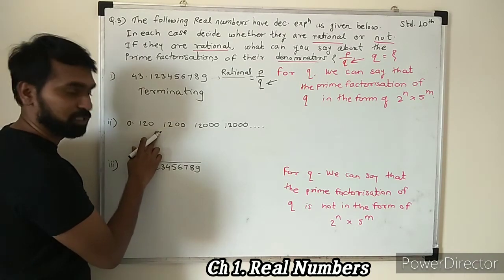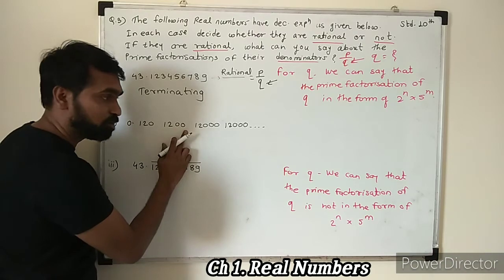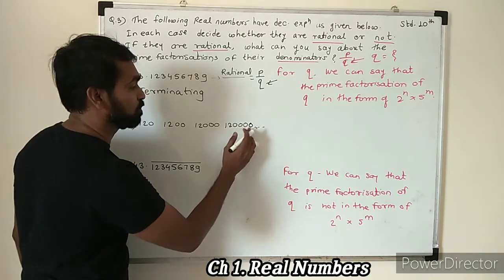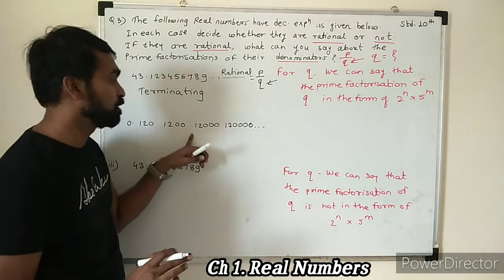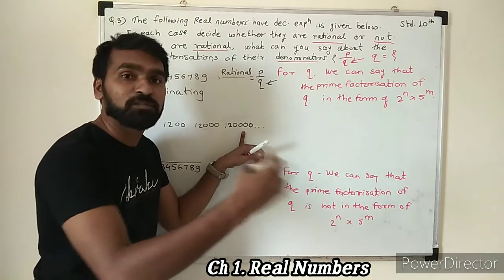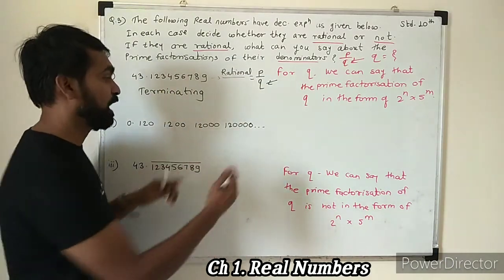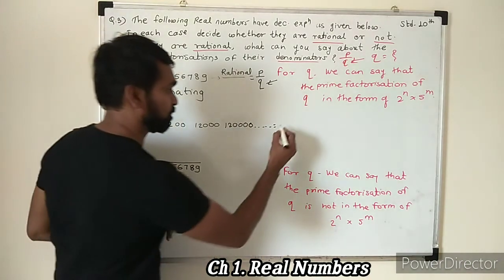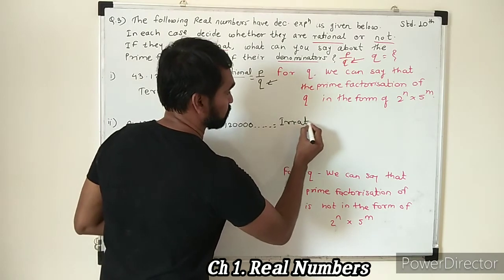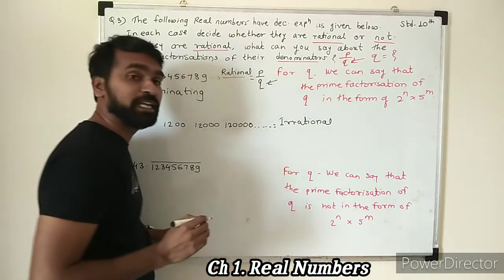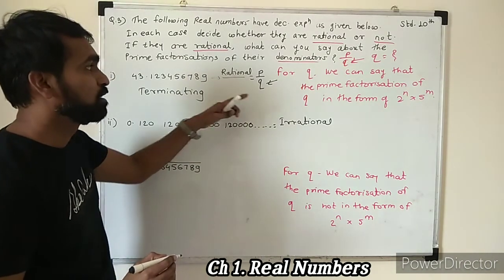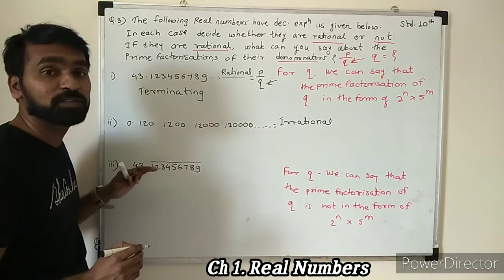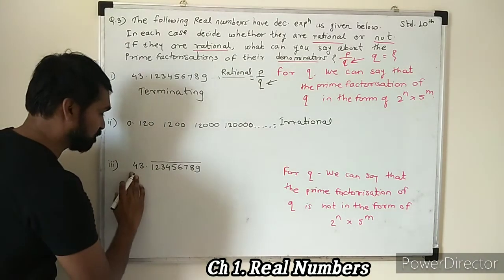0.120 1200 12000. Okay, here see that here 10, then 20, then 30, then 40. That is what, 10 added each time, and here the dashes mean this number is what? Irrational number. Okay, irrational. So don't say anything about Q. Okay, so directly you have to write what? Next question, that is question number 3rd. Okay, see question number 3rd.